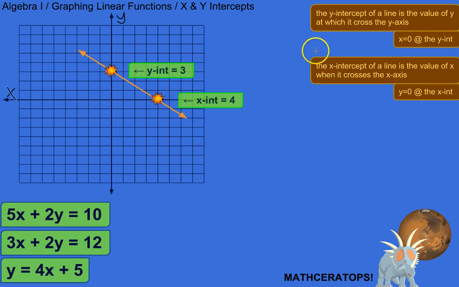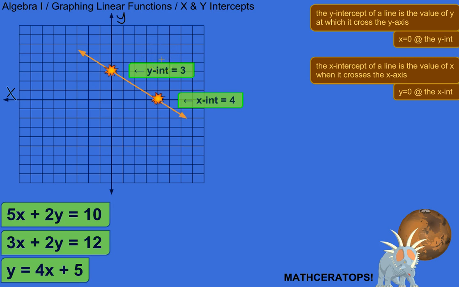The x-intercept is the value of x when the line crosses the x-axis. So here the line is crossing right at this point, and so that's x is 1, 2, 3, 4. So the x-intercept would be 4. That's the value of x when the line crosses through the x-axis. So you can find these 2 points for any linear function, and then plot them, and then connect them with a line, and then you've graphed a line.